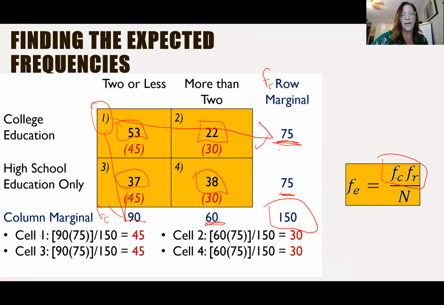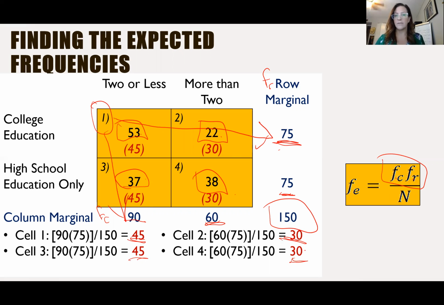That's why I organize these this way. For cell 1, I did 90 times 75 divided by 150. That expected frequency is 45. Cell 2, 60 times 75 divided by 150. That expected frequency is 30. Cell 3 is repetitive, and cell 4 is repetitive. Obviously with a 2 by 2, you're going to have repetitive numbers, but when you start getting into 2 by 3s, 3 by 5s, then you have less repetition, so you really want to keep track of things carefully.